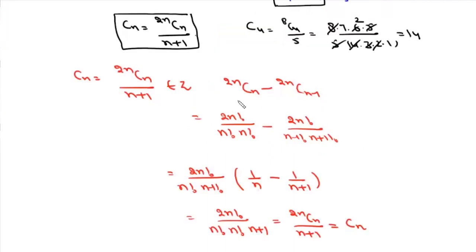Now on the left hand side, there are binomial coefficients, and this is the greatest binomial coefficient. 2nCn minus 2nCn plus 1 will always be a positive integer. So this Cn, which is 2nCn upon n plus 1, will always be an integer.